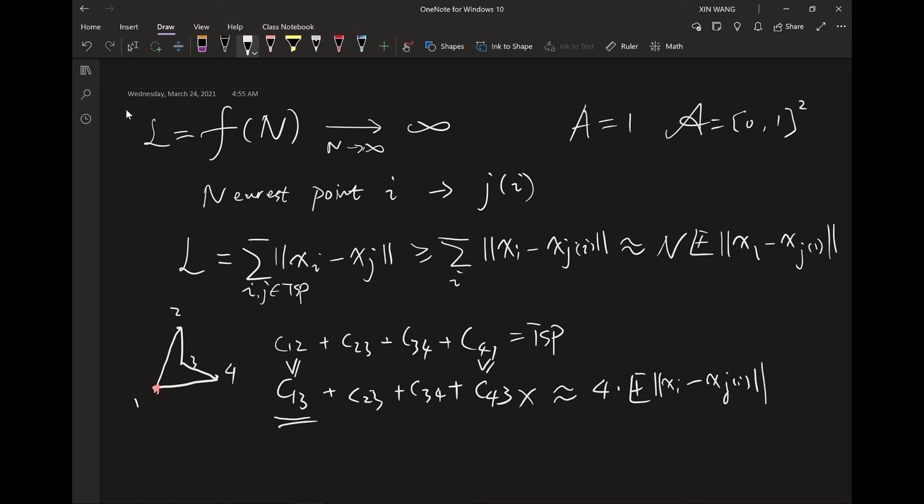So 1 to 3, 2 to 3, 3 to 4, 4 to 3. This can be considered as a random number, which is a distance from a point to the nearest one. Okay, so let's see why this distance goes to infinity.